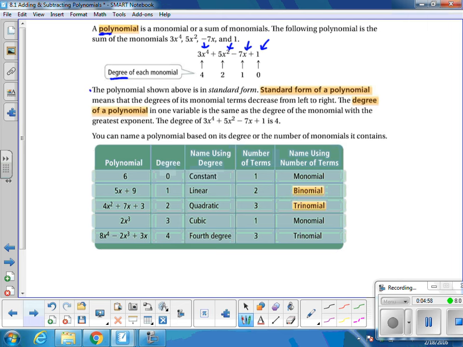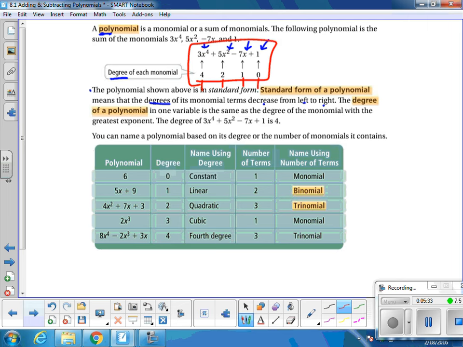The standard form of a polynomial, so how you're going to finally write your answer in its last form, means that the degrees of the monomial terms decrease from left to right. Once you find the degree of each monomial, you line them up from left to right, so the biggest one is on the left and it decreases down. This one right here is written in correct standard form, where the highest degree goes first and then it just keeps going down.